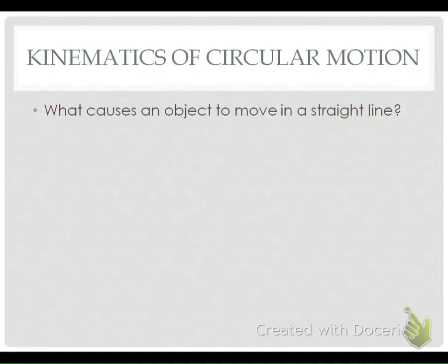We're going to start circular motion today. So before we can get into the act of actually looking at circular paths, I want to talk about what causes things to move in their particular paths. Okay, so if I want something to move in a straight line, what must have to happen to that object?